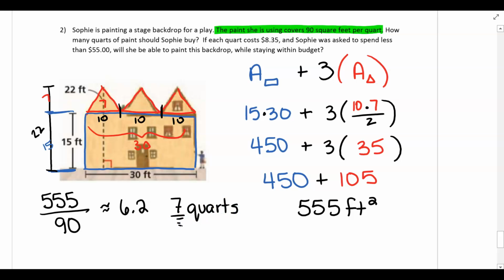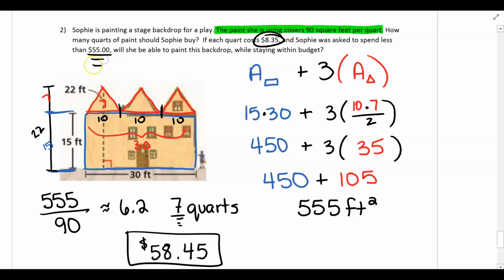And if each of those 7 quarts is worth $8.35, 7 times $8.35 gives me $58.45, which means we do in fact go over budget. Had I used the 6.2 times the 8.35, I would not have gone over budget. I would have only spent $51.77, but again, I can't buy only part of a can. So that is what makes this a sort of trick question.